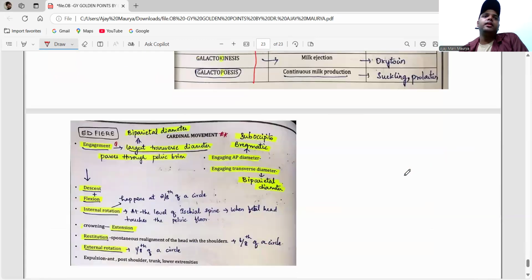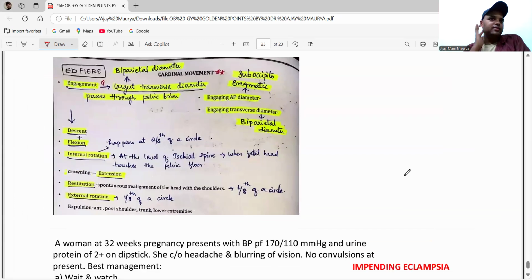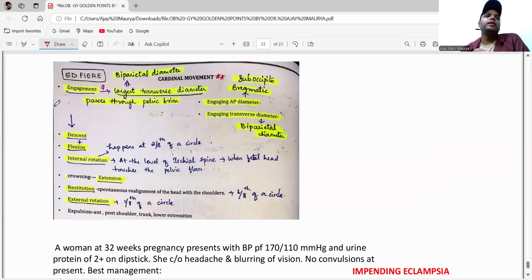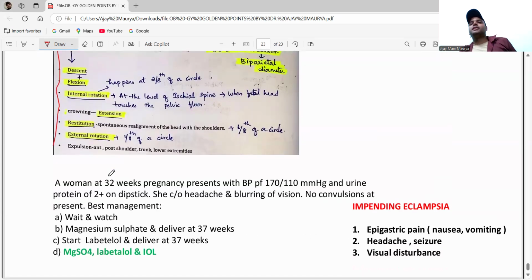Next one, guys, is the order of the labor. First there is engagement. See, engagement, descent, flexion. There is internal rotation, crowning. Next restitution, and there is external rotation and the expulsion. Remember the order.